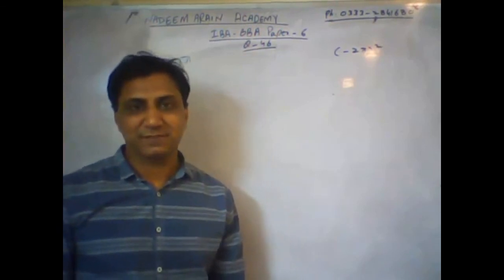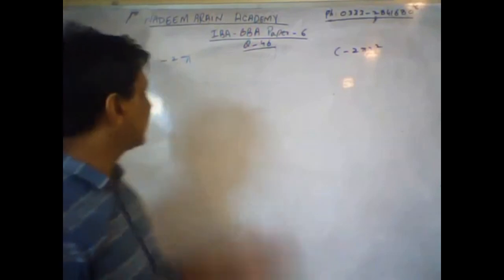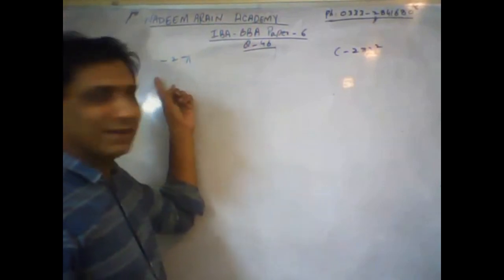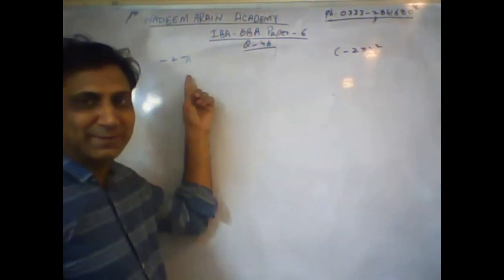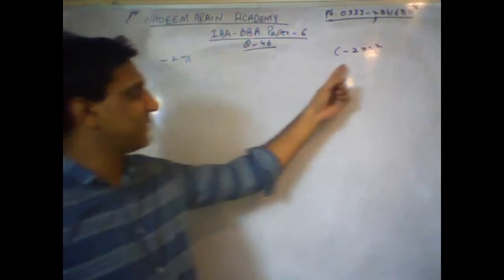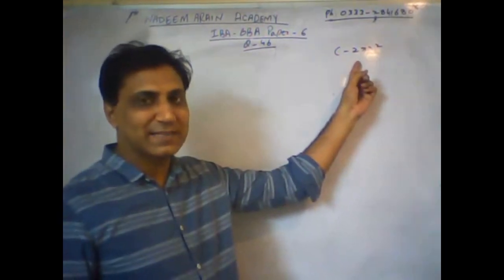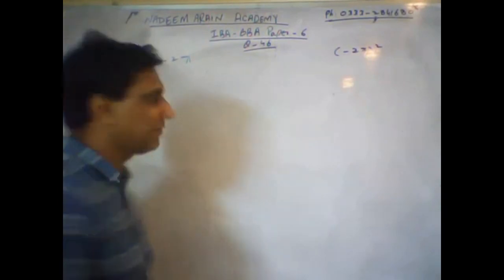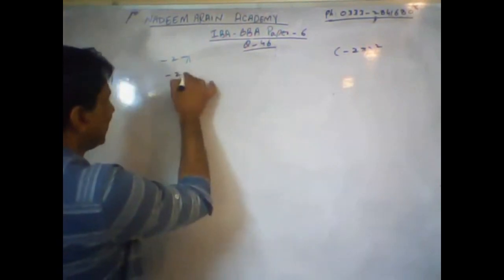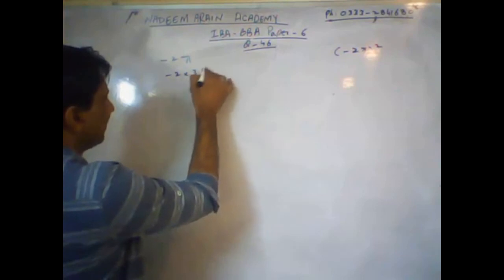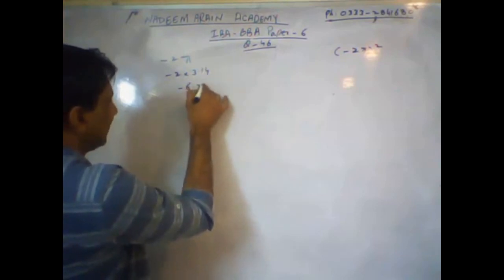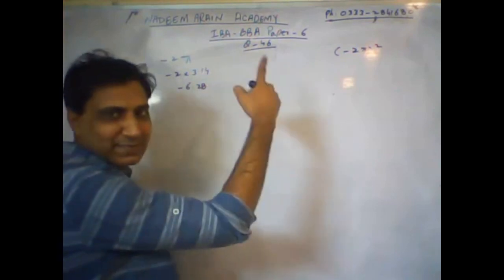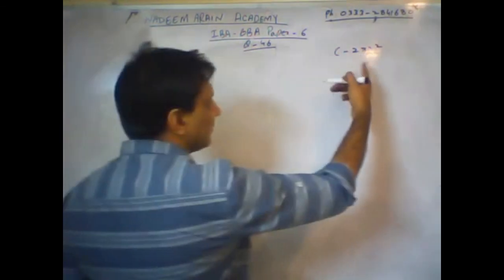Hello students, this is question number 46 from past paper 6 of IB. The question says the set A is all integers greater than minus 2 pi, and set B is all integers less than minus 2 pi squared. As you know, pi is 3.14, so minus 2 pi simply means minus 2 into 3.14, that is minus 6.28. So all values greater than minus 6.28 and all values before this.